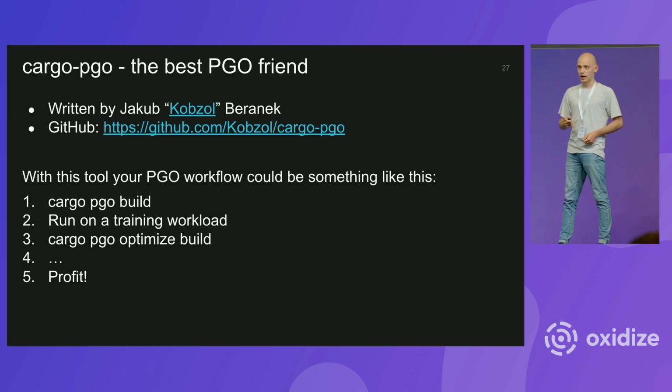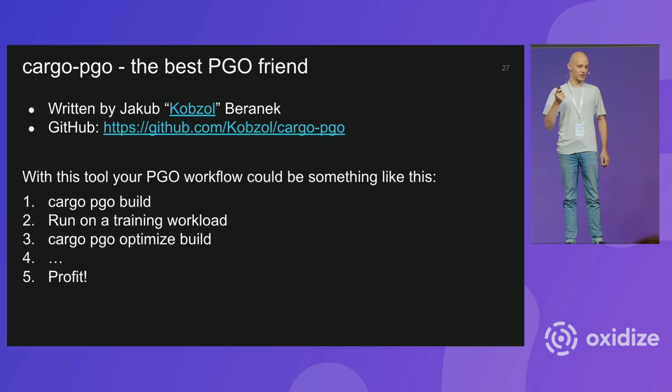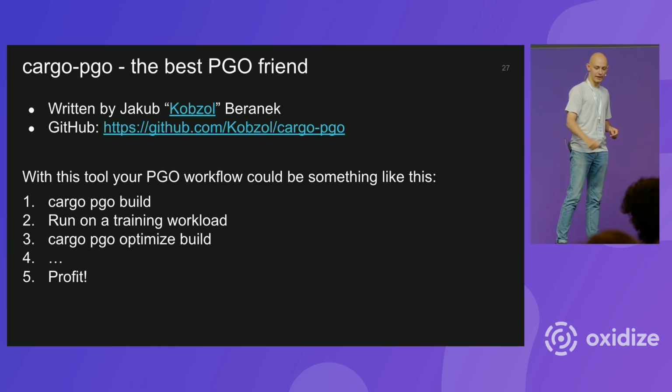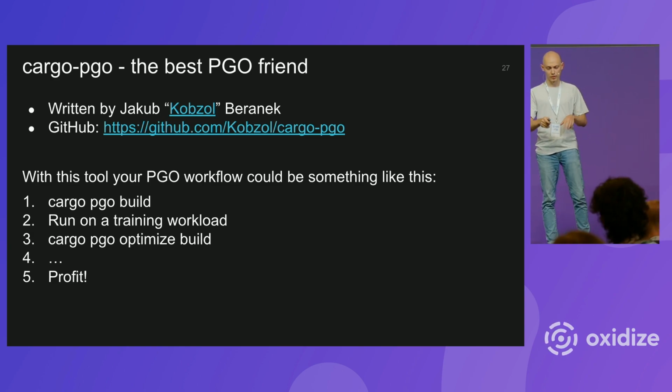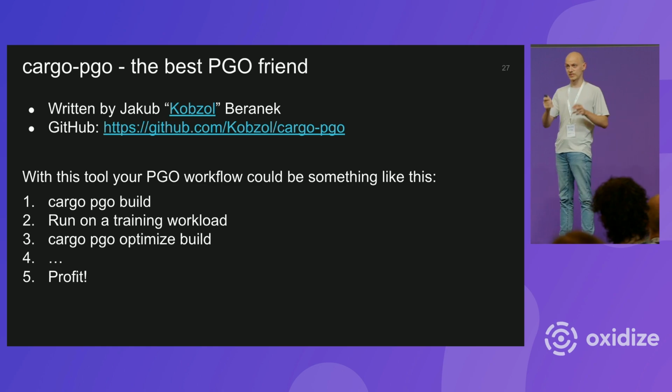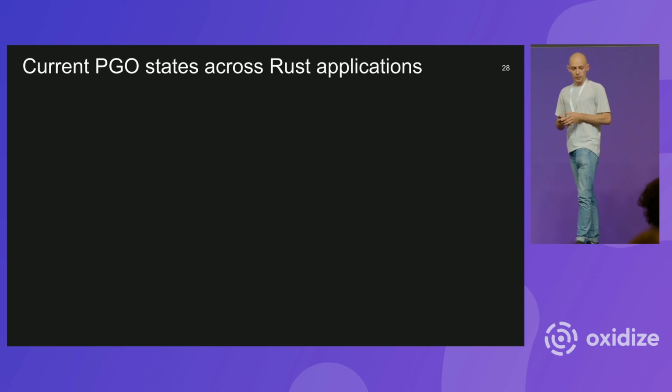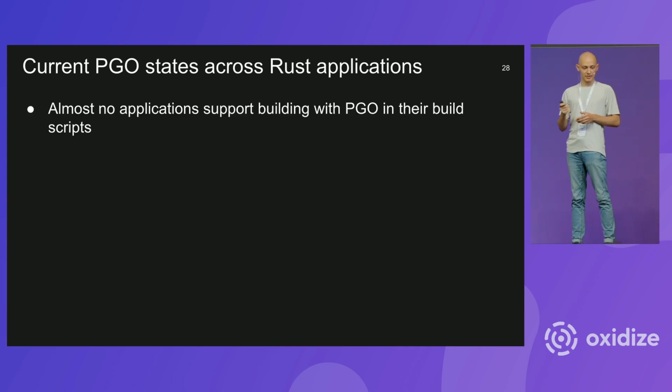And that's how I optimized many Rust applications and gathered a lot of benchmarks, exactly in this way. It also can use benchmark and so on. It also supports more advanced optimizations like post-link time and so on. Please start with it. What about current PGO states across Rust applications?